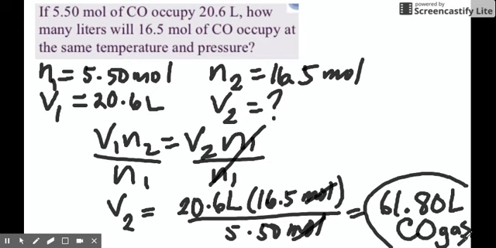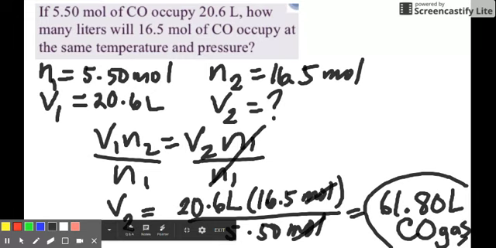So that's simple. It's going to be just like that. Take note that you need to identify the right values so that you'll know what to substitute so that you can get the accurate answer in the last part. And so for checking, take note, it's 61.80.